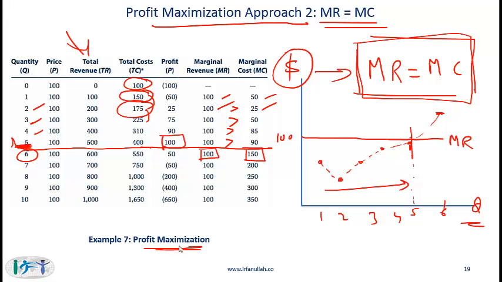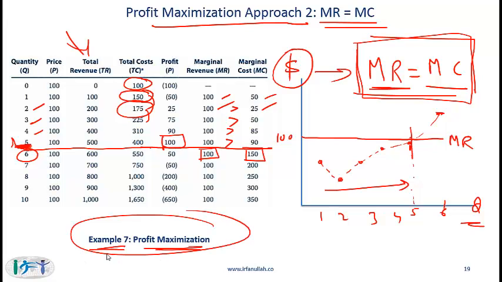Also, in an earlier slide, I told you that the quantity produced is the quantity where marginal revenue is equal to marginal cost. There you took my word for it. Now you know why it is the case. What I want you to do now is do example 7 from the curriculum, which deals with profit maximization.